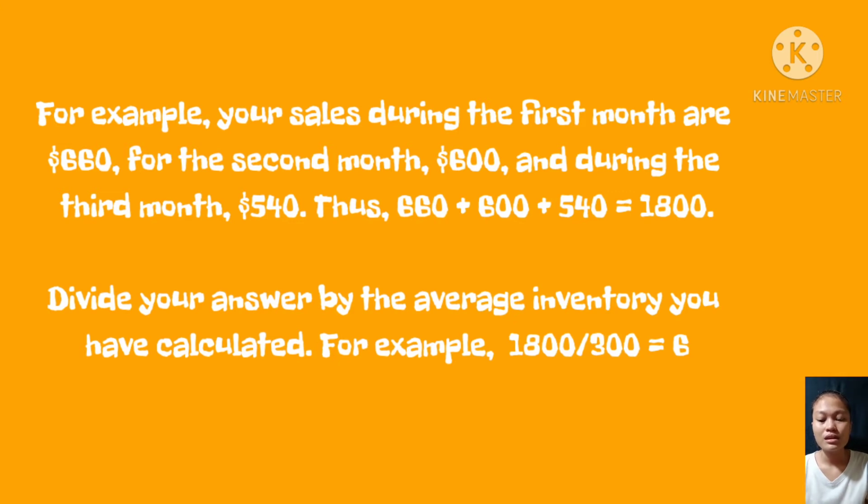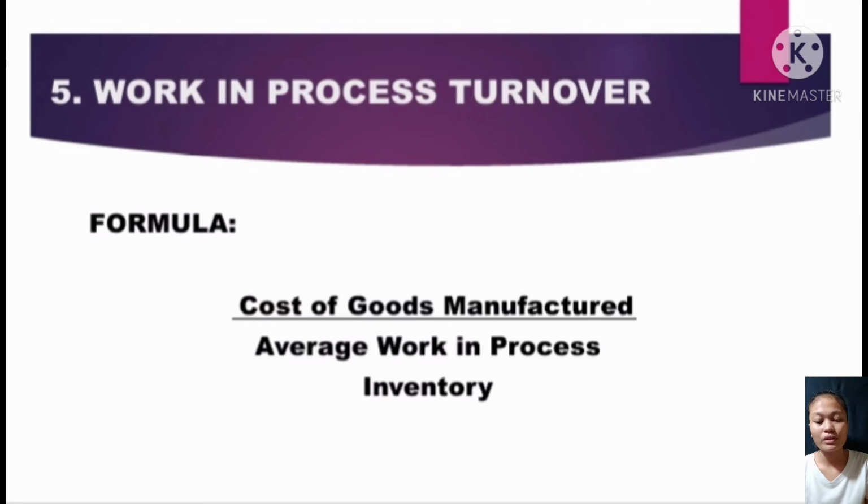Your turnover rate of finished goods is 6. Work in process turnover formula: cost of goods manufactured divided by average work in process inventory. Work in process turnover signifies the number of times average inventory was produced during the accounting period. It also indicates the time taken to produce the products.